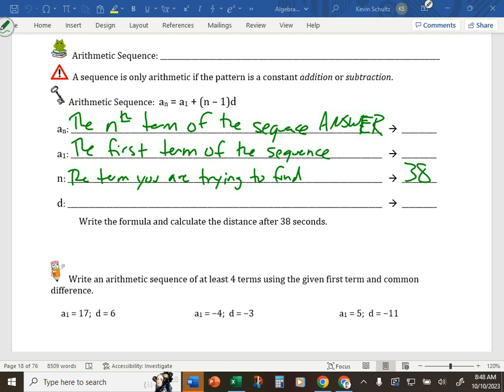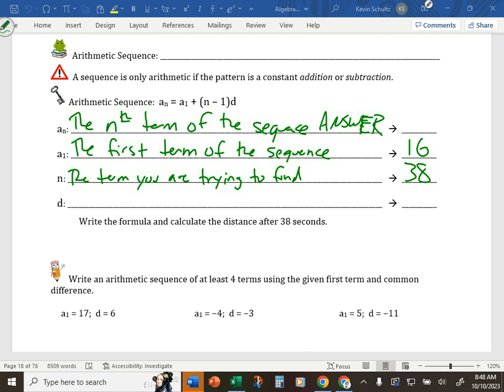Okay? The first term of the sequence. In our example above, what was the first term? 16. The first term, where we started, was 16, and then we added 32 over and over again, right? But our starting point, our initial value, our first term was 16.